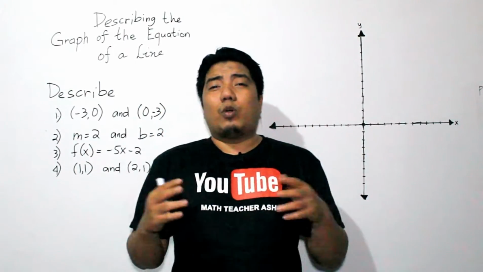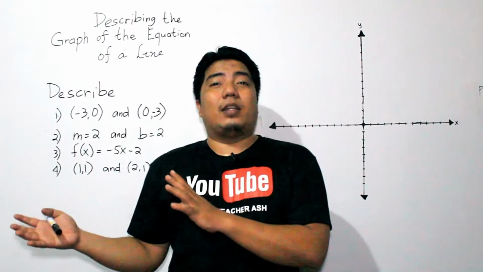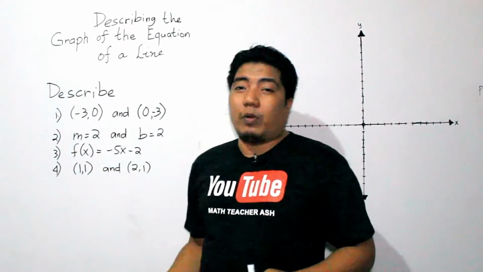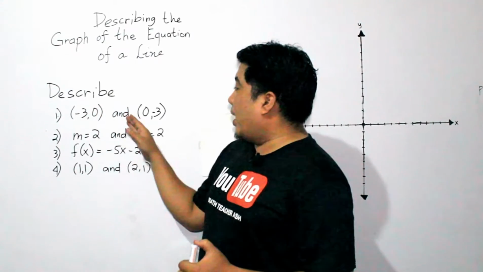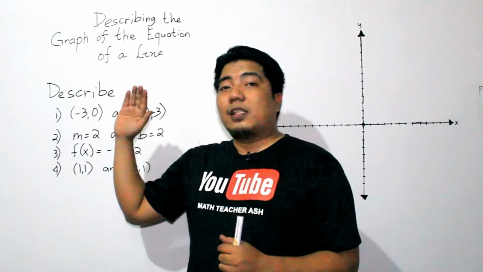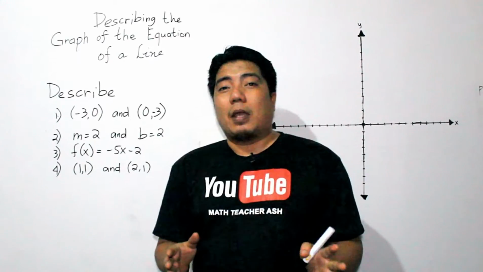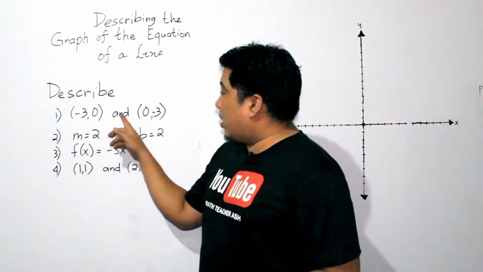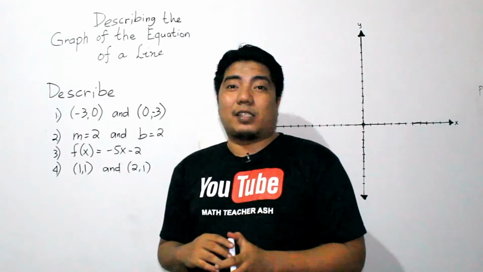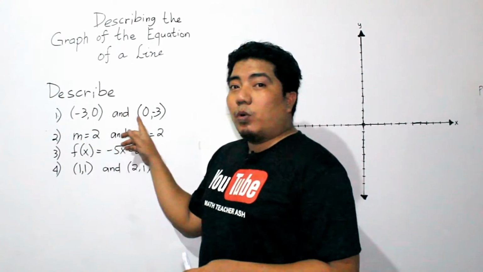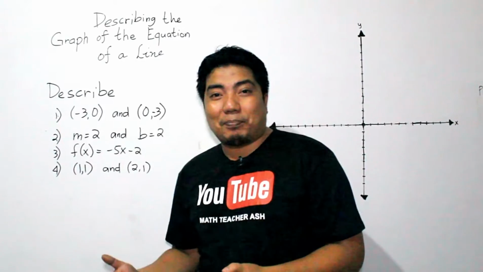So, how do we know which of those it is? Okay, now let us consider our first example. We have negative 3, 0, and 0, negative 3. These are 2 ordered pairs, right? But remember, the given pairs have 0 as a coordinate. This 0 signifies an intercept.